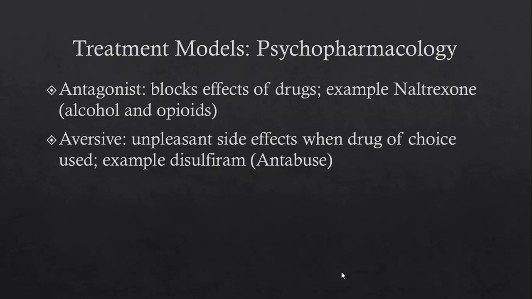Another treatment would be psychopharmacology, the use of medication to treat substance abuse. There are a couple different types of medications that are used. One would be what's called antagonist medication. This is medication that blocks the effects of drugs or alcohol. An example of this would be naltrexone, which is a medication that blocks the effects of alcohol and opioids, things like heroin.